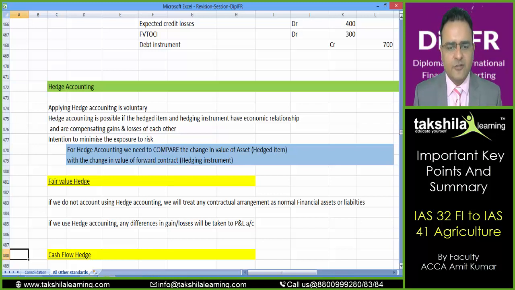Hedge accounting is possible only if the hedged item and hedging instrument have an economic relationship. That is, gain on one side exactly compensates the loss on the other side.